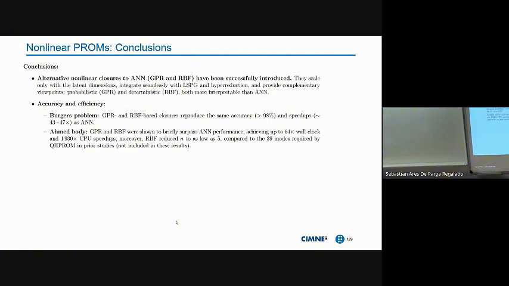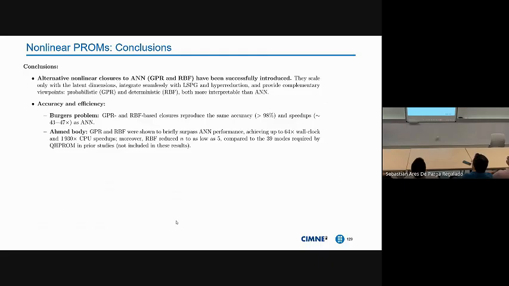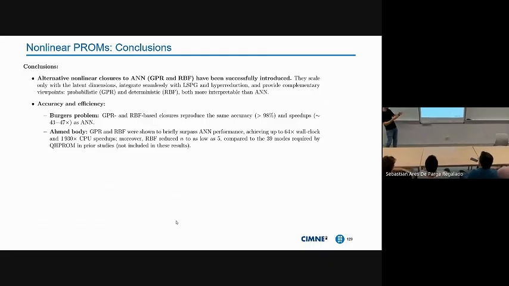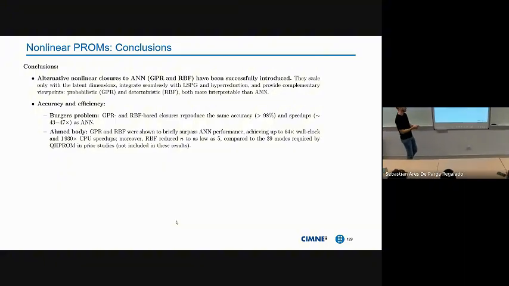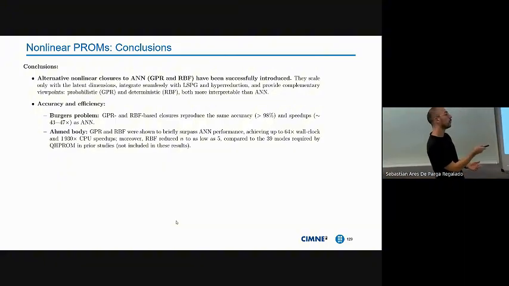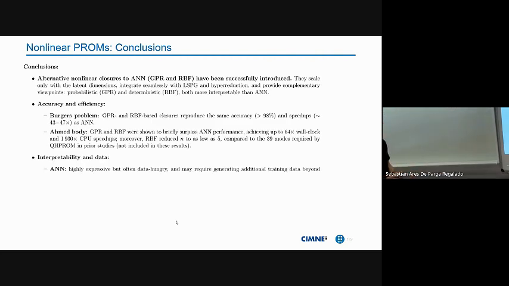For the Burgers problem, we see that we get the same performance as the ANN, both in accuracy and in speedup. We always surpass the traditional HP ROM. And for the ahmed body, we see that we even surpass the ANN performance. And we can see that for the RBF, we went as low as 5. And I didn't include it in these slides, but we show that we can even surpass the quadratic manifold capabilities.